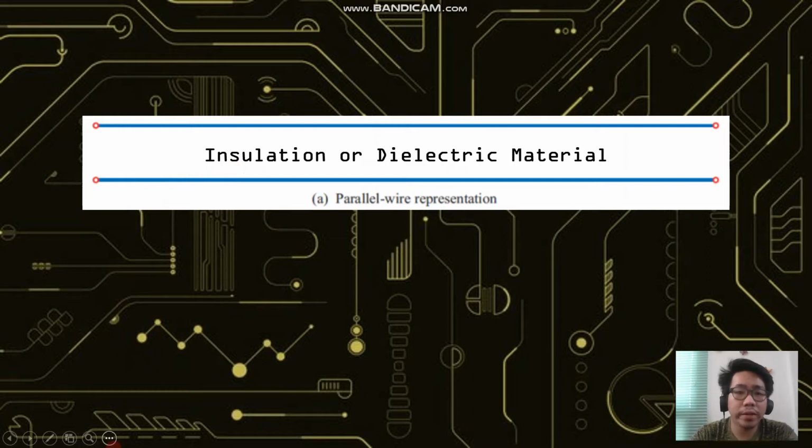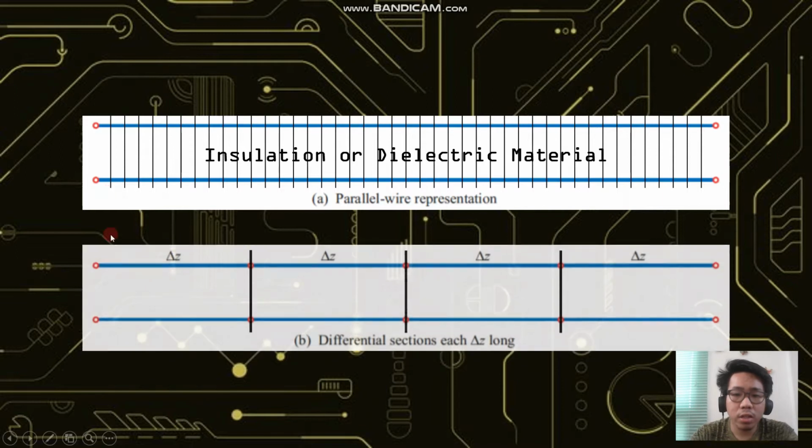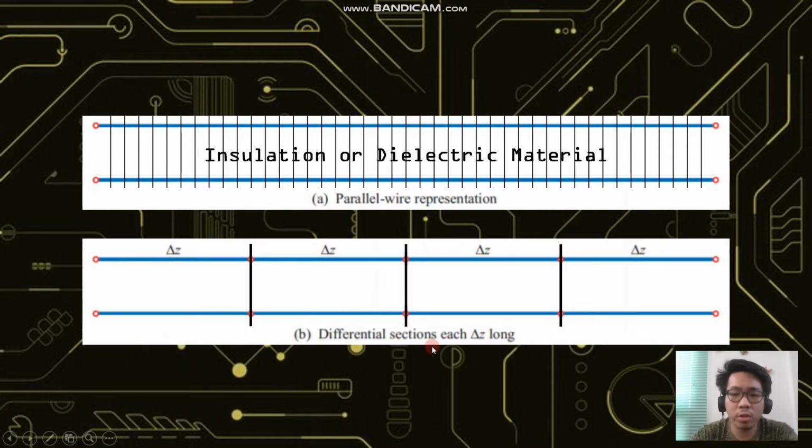So we will divide our transmission line into very small parts, and we will call those small parts the differential sections of the transmission line, each delta z long. The delta z here means that it is infinitesimally small, just like how we derive the rate of change in differential calculus. Now let us analyze one of the differential sections.